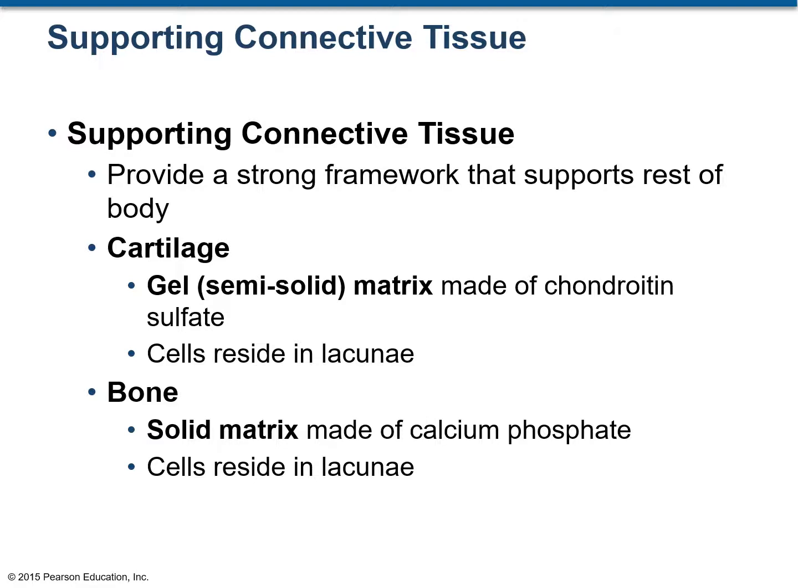Supporting connective tissue has an ECM which is either gel-like or solid, and it usually provides a strong framework for support. There are two types of supporting connective tissue: cartilage with the semi-solid matrix and bone with the solid matrix. In cartilage, the matrix is made up of a chemical known as chondroitin sulfate, while in bone, the solid matrix is composed of calcium phosphate. In both cartilage and bones, the cells stay inside small pocket-like structures called the lacunae.